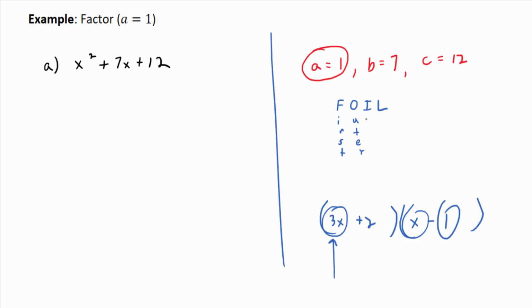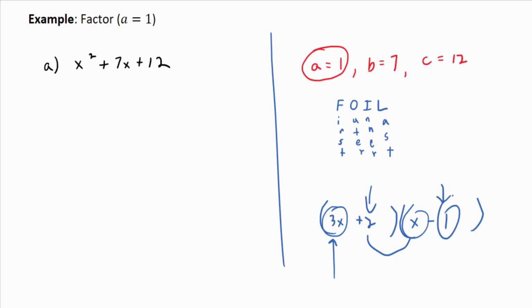And then what does I stand for? Inner. So these two guys. And then L stands for last. So the last term here times the last term here. We're going to reverse that. That's the idea here. I just made up those numbers. It has nothing to do with how the first one factors.